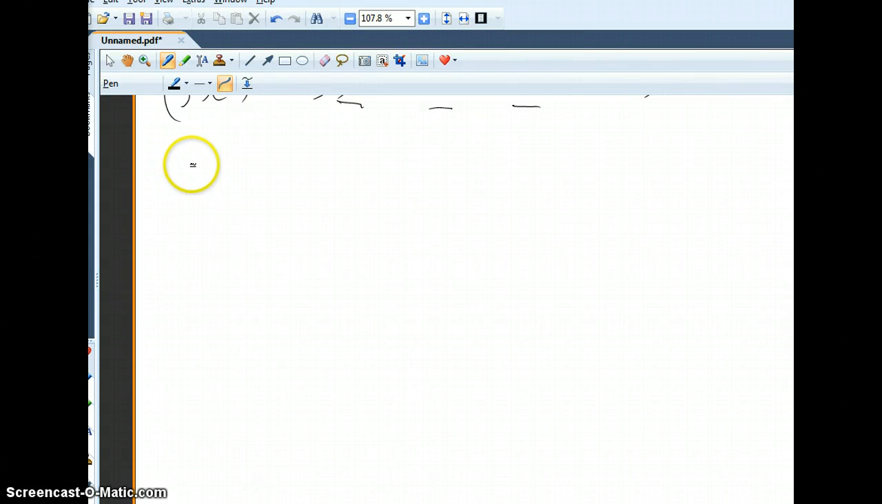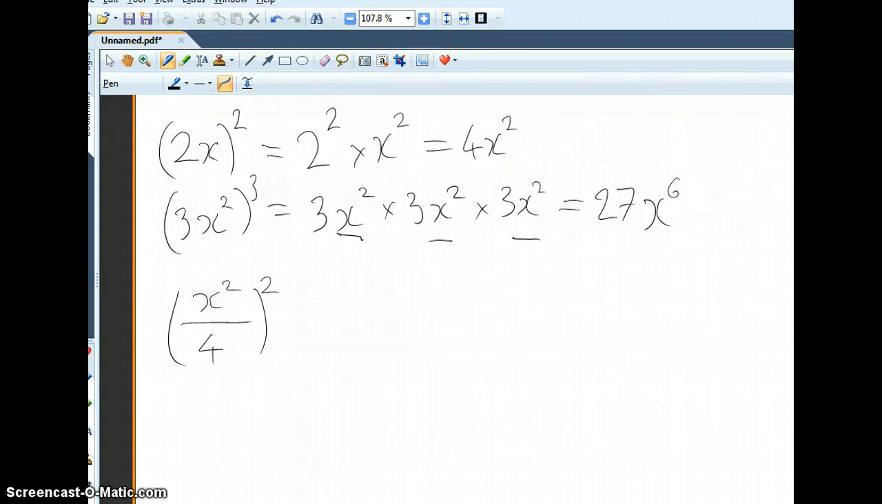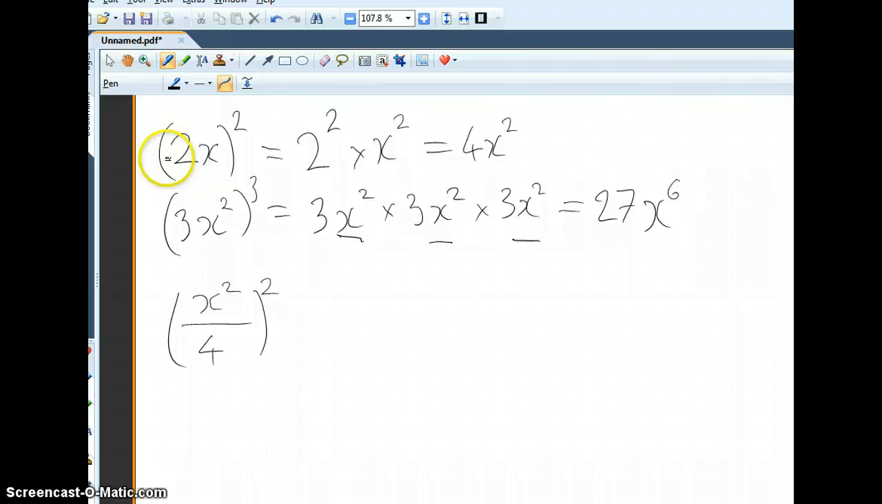Okay, so on the homework there were also ones with fractions in it, and the whole fraction was either squared or cubed. For this example, I'll just square the fraction. It is very similar to the very first question I did for you, this one here, where everything inside the bracket needs to be squared. It's the same with the fraction.